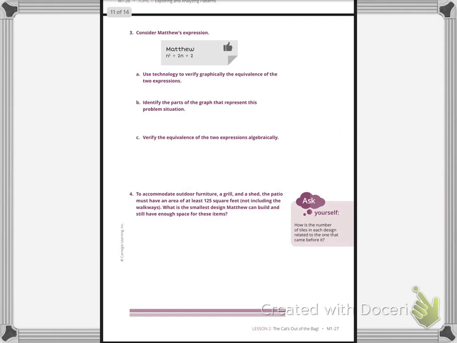All right, so it says consider Matthew's expression, n squared plus 2n. Use technology to verify graphically the equivalence of the 2 expressions. So what you need to do is get your graphing calculator. The people that don't have graphing calculators, you will need to have one for the test, because there is a graphing calculator question in the test. Otherwise, you can go to desmos.com and you can type these things in.